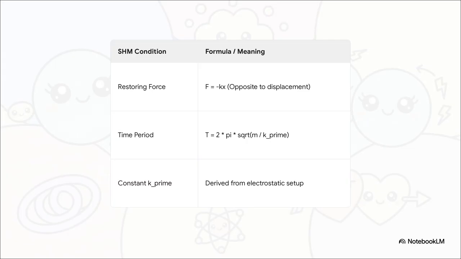Now, because Coulomb's law is mathematically precise, this dynamic dance isn't random. It's entirely predictable. For simple harmonic motion to happen, the restoring force has to be directly proportional and perfectly opposite to the displacement. That's your F equals negative kx. And once that motion is established, we can actually calculate the exact time period of the oscillation. We just plug the mass of the charge and a specific constant, let's call it k prime, straight into the standard harmonic formula. These invisible forces completely dictate the exact rhythm of the dance.